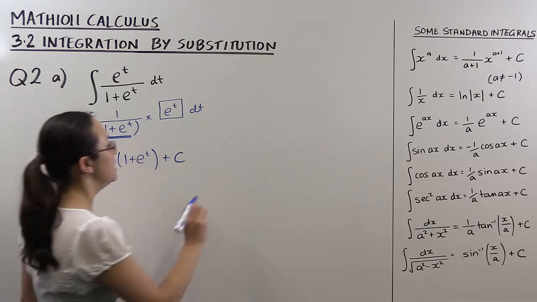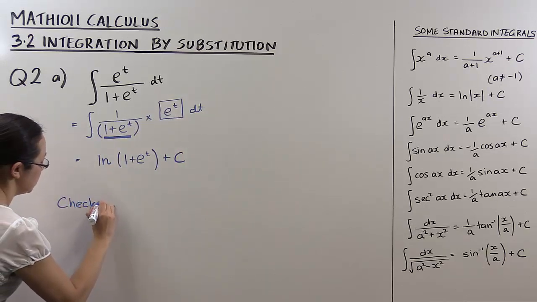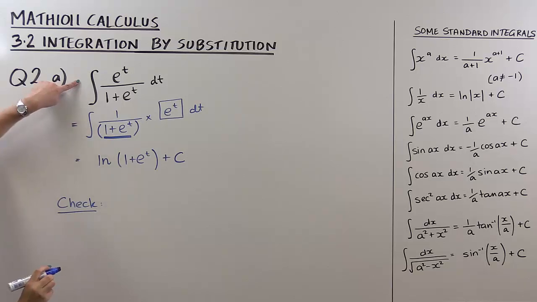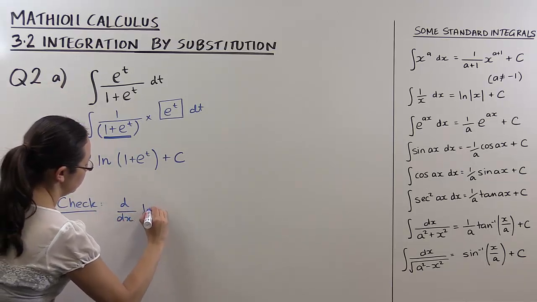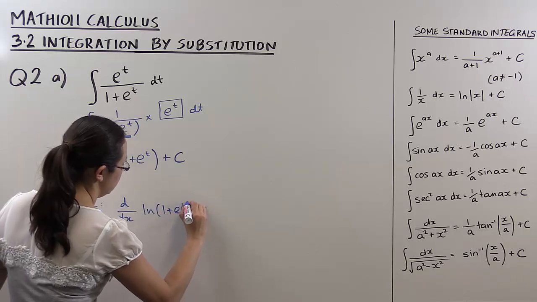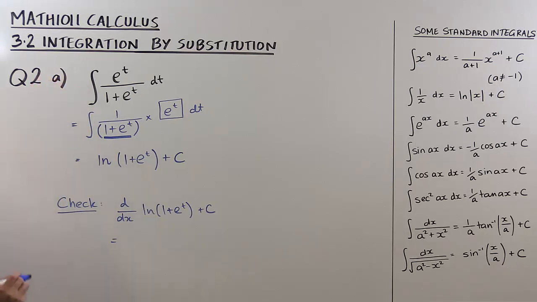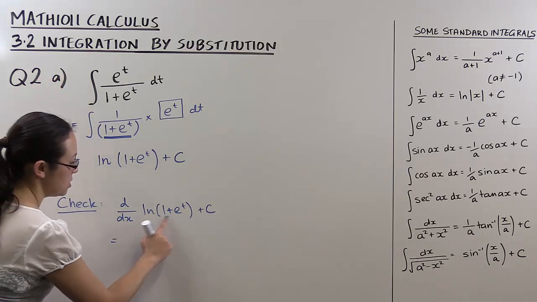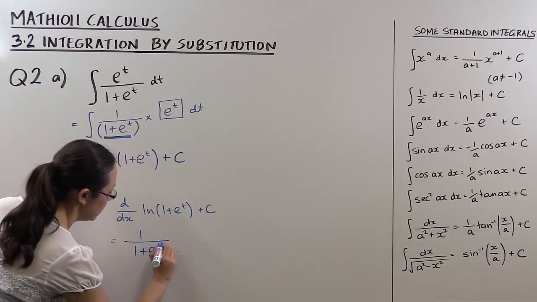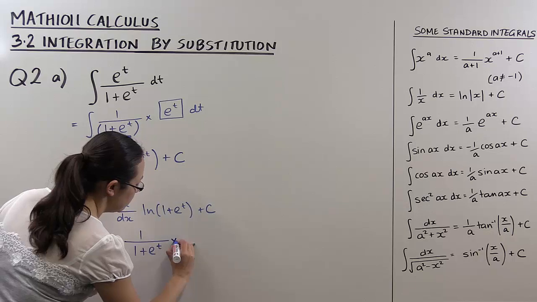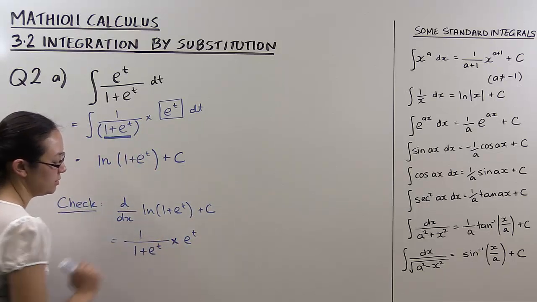Let's just check our answer. I just might write it down here. If this anti-differentiates to this, then the derivative of log of 1 plus e to the t plus c should be e to the t on 1 plus e to the t. And we can see how this is going to work. The logarithm of 1 plus e to the t differentiates to 1 over 1 plus e to the t. The chain rule says in addition multiply by the e to the t. The constants differentiate to 0.